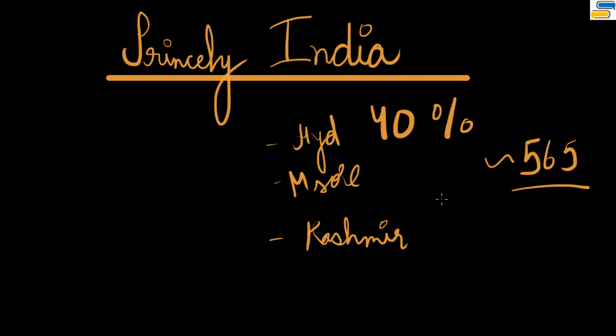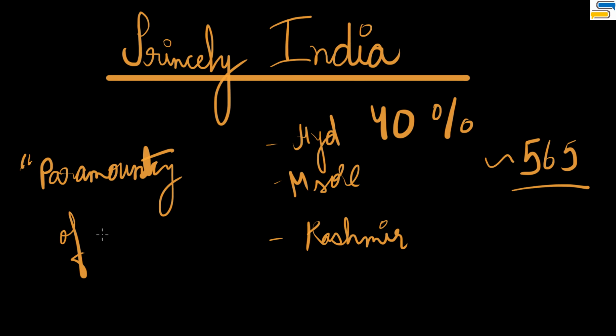Now, all of these recognized what is officially called the paramountcy of the British. Paramountcy of the British. Let me just write it. Whenever a question is asked on the princely states, you must always mention this word, paramountcy of the British. That's number one. And the second thing is that because they recognized the paramountcy of the British, the British in turn always protected them against any kind of threat to their autocratic power. So in return, the British gave them protection.